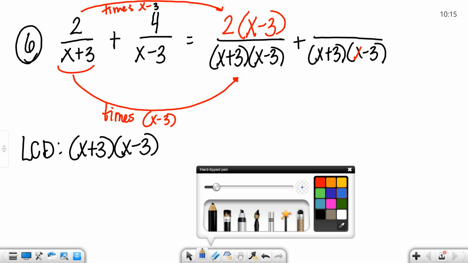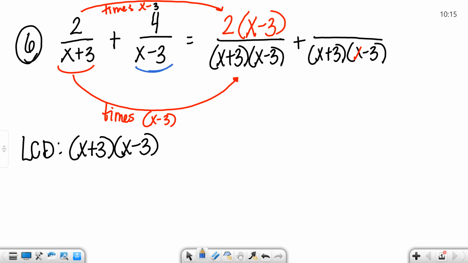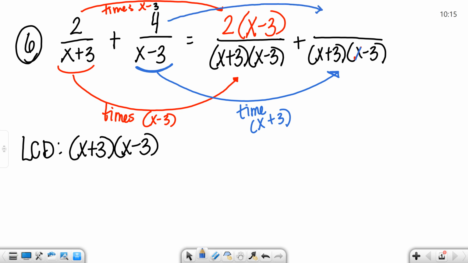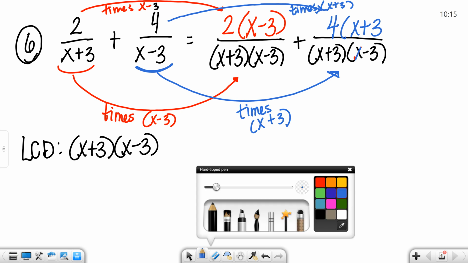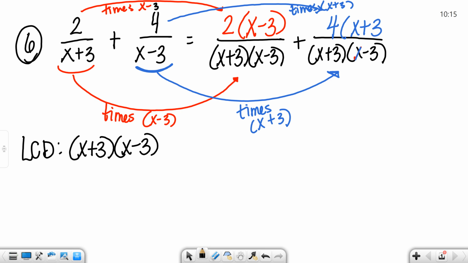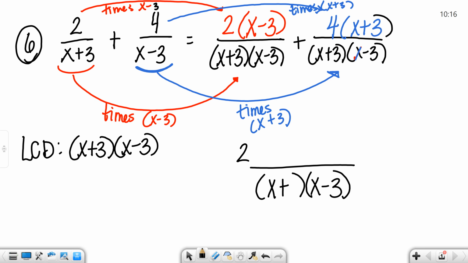Now let's do the other fraction. Well, this x minus 3 changed to this. How did I change it? I multiplied it times the x plus 3. Whatever I do to its denominator, I must do to its numerator. So times x plus 3 would leave me with a 4 times x plus 3. Now you don't have to keep drawing all these arrows. I'm just trying to make sure you can follow what I'm doing. Now that my denominators are the same, I can put them over one denominator and add my numerators.